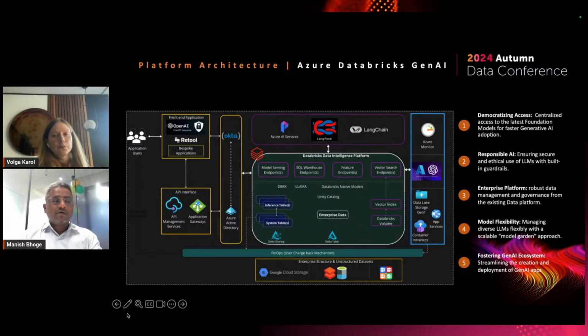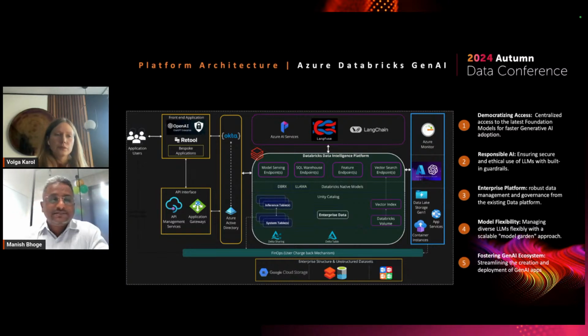Thanks, Volga. Okay, so let's dive into how the platform is built. Let me just give you a quick overview. The architecture of this generative AI platform focuses on making the latest foundation models easily accessible to the product teams. So there are different product teams who are building their products and applications on top of this platform, and at the same time, promoting responsible AI use in the consumer goods industry specifically.